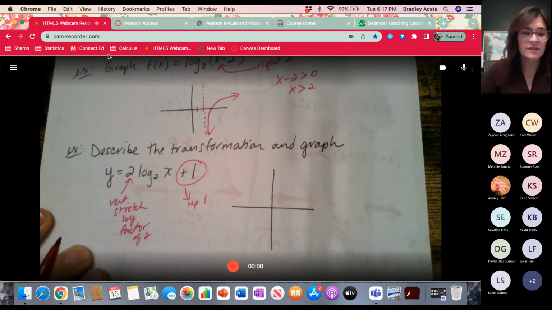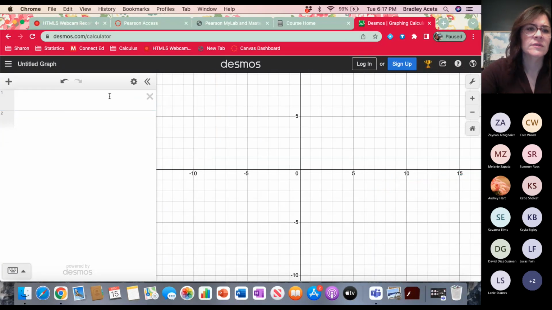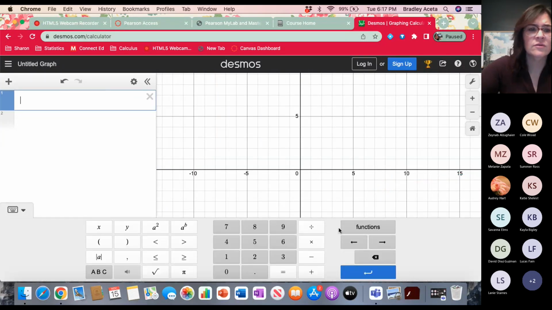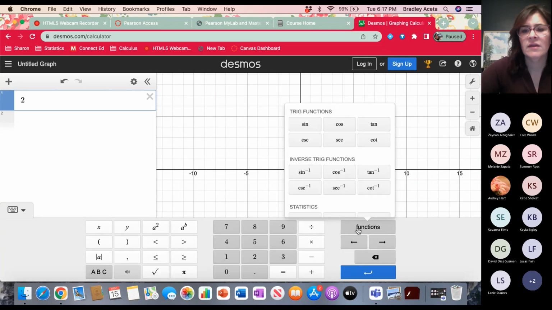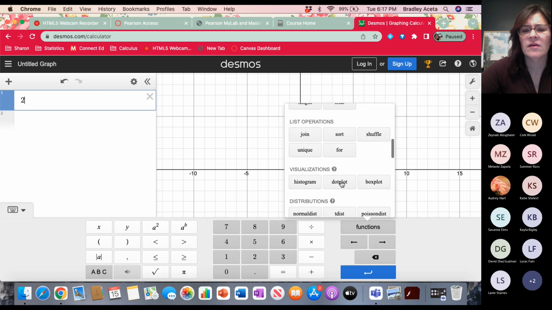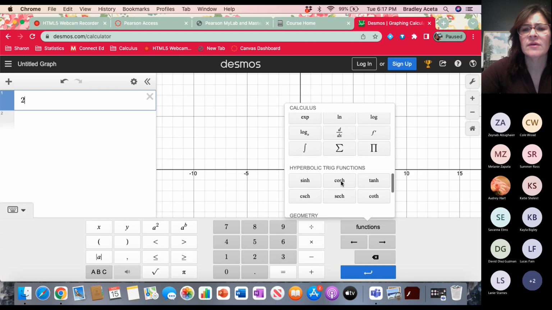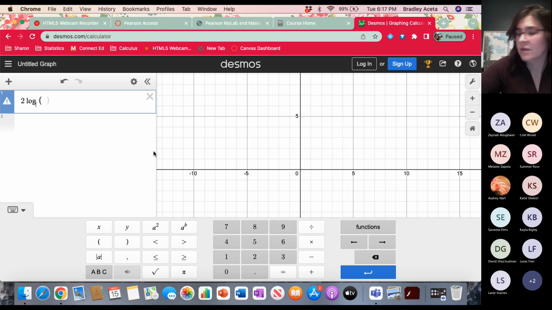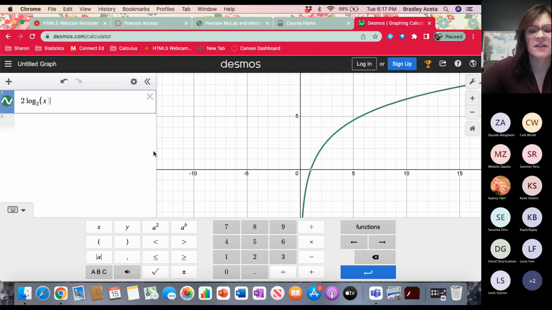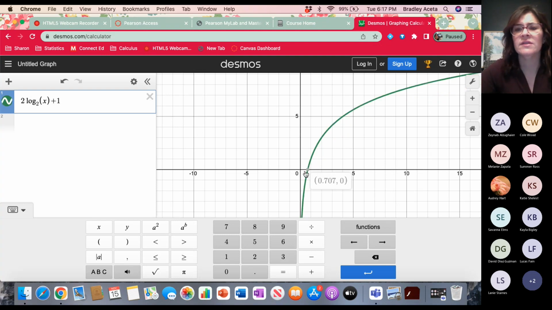And again, you can type this into Desmos, which I will in a minute, just to show you how to type it in. So 2, and then go to log. I wish it would just stay log. I'm sure there's a quicker way of doing it, but I just seem to keep going here. There we go, log base A. 2 log base 2 of x, and then close the parenthesis and then put plus 1. And then you can see where it's stretched a little bit.